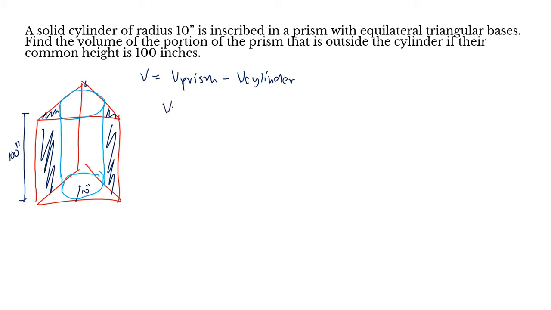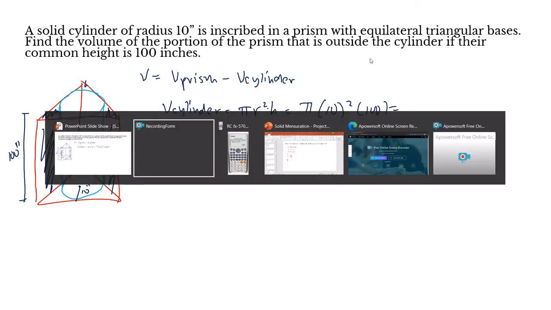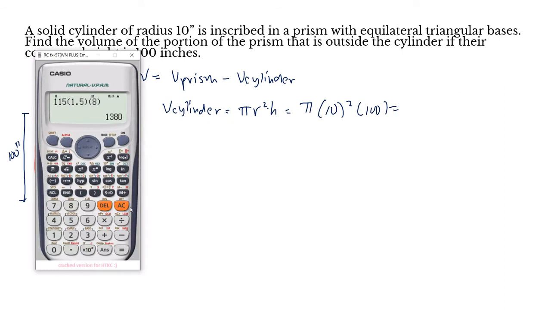So, unsa ba yung volume sa cylinder, class? That is pi r squared h. Area sa circle times the height. Which is, easy lang kuhaon kay given naman ang radius, given ang height. So, pi, radius is 10, height is 100. Pi times 10 squared times 100. Yeah, 10,000 pi.